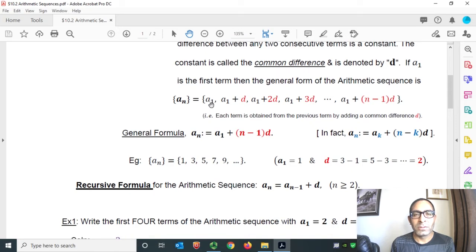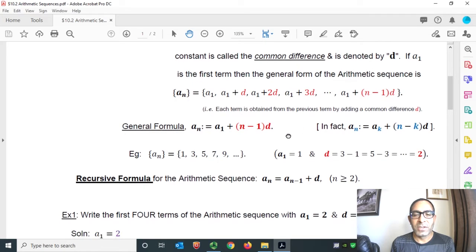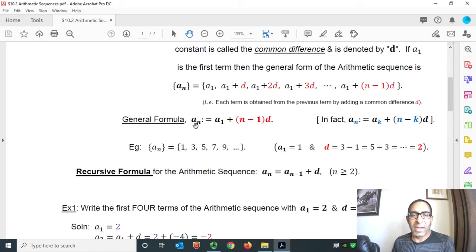This is a1, the first term. The second term is a1 plus d. Third term is a1 plus 2d. Fourth term is a1 plus 3d. And the nth term is a1 plus (n minus 1)d. So each term is obtained from the previous term by adding a common difference. So the general formula is an equals a1 plus (n minus 1) times d.